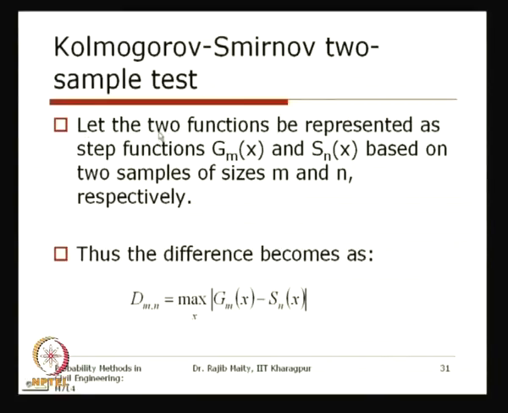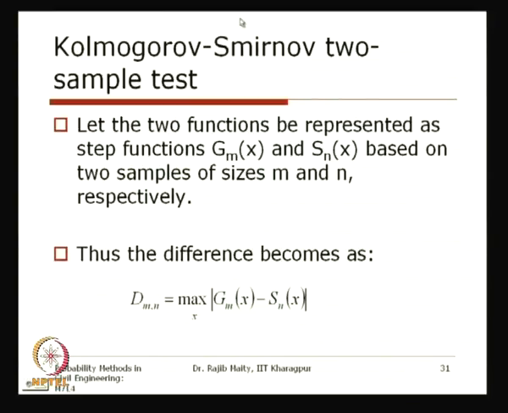Now let the two functions be represented as the step functions Gm(x) and Sn(x), based on the two samples of size m and n respectively. So there are two samples, one sample having m data points and the other having n data points. This should be flexible; it is not necessary that both samples have the same size.